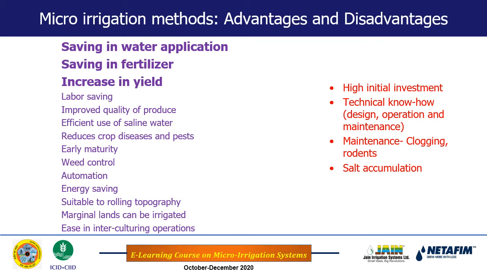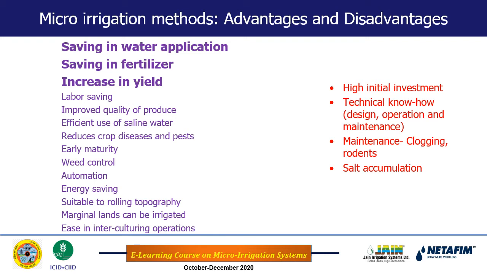I have listed most of the advantages and disadvantages in this slide. Basically there are three major advantages. One, as all of you know, is saving in water application. Why there is a saving, we have discussed already: we can apply water precisely in the desired quantity directly into the root zone of the crop, and while we do this, we don't apply water in the unwanted area, that is below the root zone or the area not occupied by the root zone.